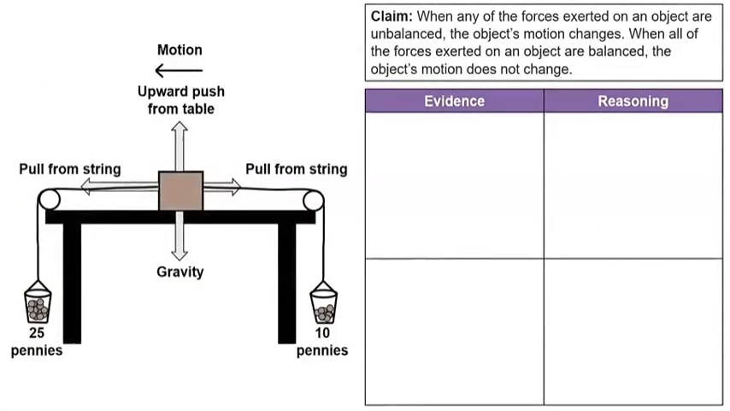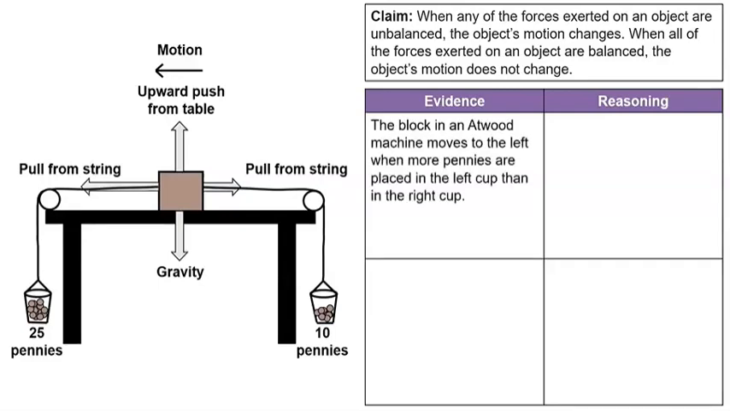Let's revisit our force model of the Atwood machine to help us. This model has 25 pennies on the left side and 10 pennies on the right side. How does the block move in this model? Point to where the block moves. Yes, the block in an Atwood machine moves to the left when more pennies are placed in the left cup than in the right cup.